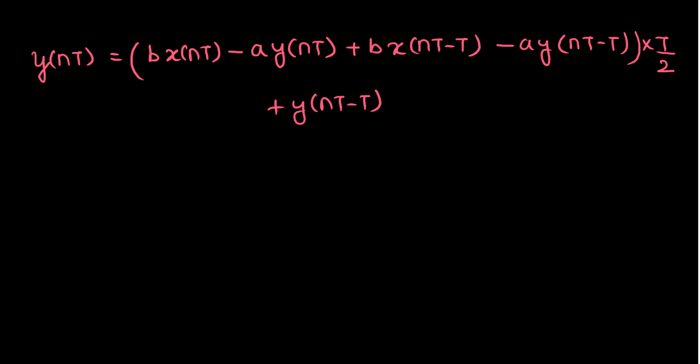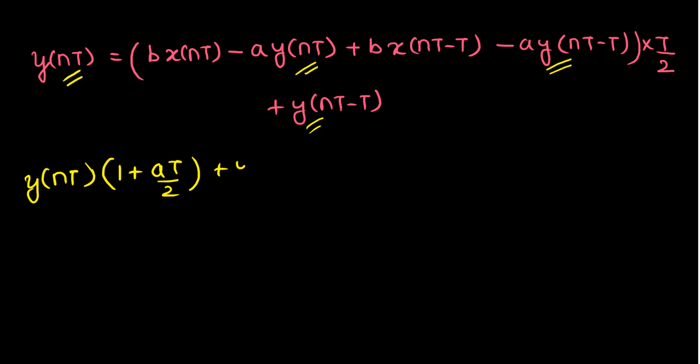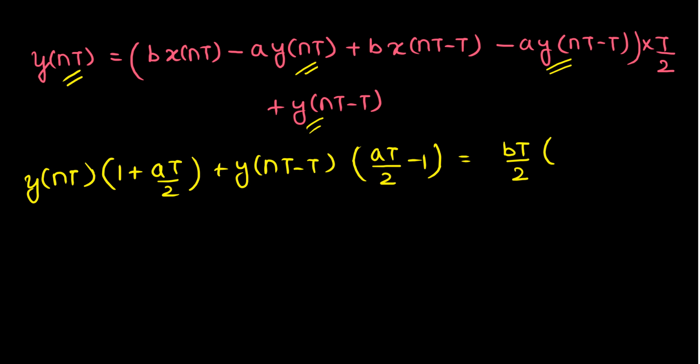What we are going to do is take the terms corresponding to y to the left hand side. We group these terms that contain y and take them to the left hand side. So we have y of nT inside the bracket 1 plus aT by 2, plus y of nT minus T inside the bracket aT by 2 minus 1. Similarly, on the right hand side we are left with the x terms, that is bT by 2, and inside the bracket it is x of nT plus x of nT minus T.